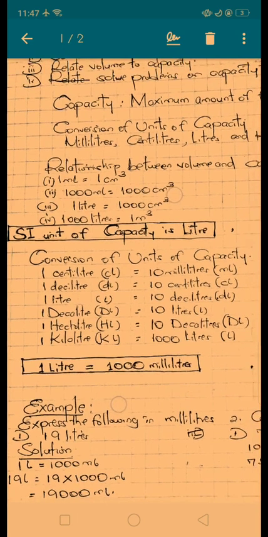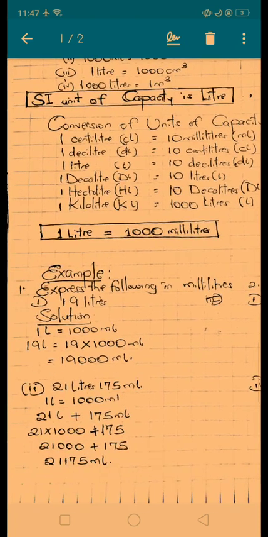Then you have the table for conversion of units of capacity. I know this is not a new table. You've had this table from primary, right from class 6. You were taught how to convert from one form to another and how to use this conversion table. I expect that in your own time you go through this conversion table and come up with your own way of remembering it, from the centiliters to the kiloliters.